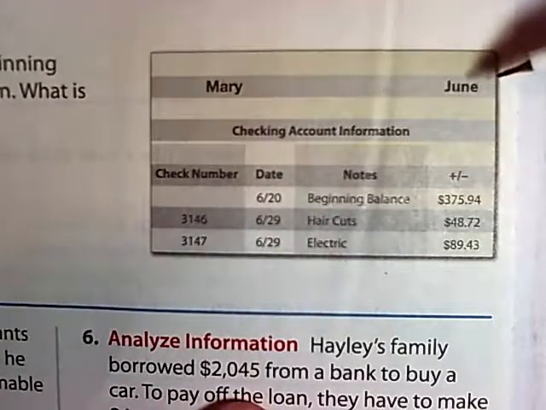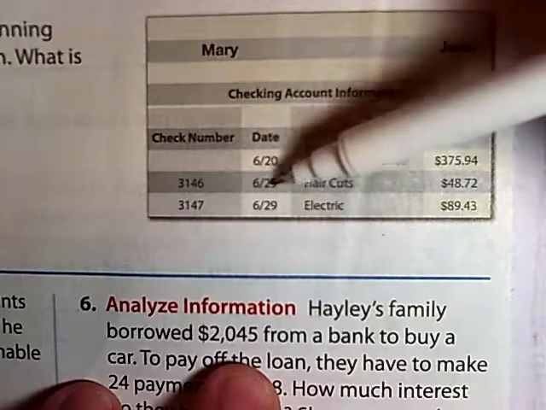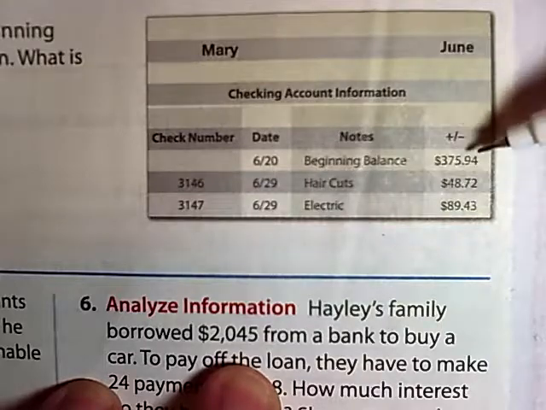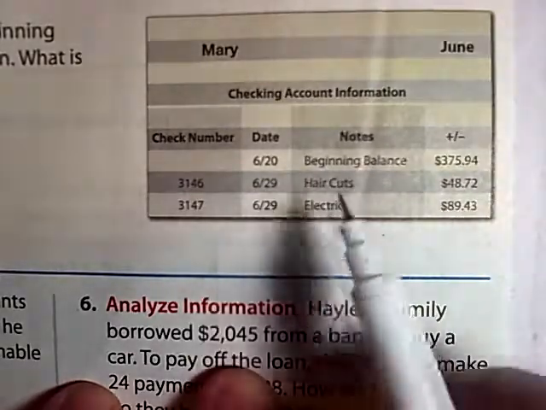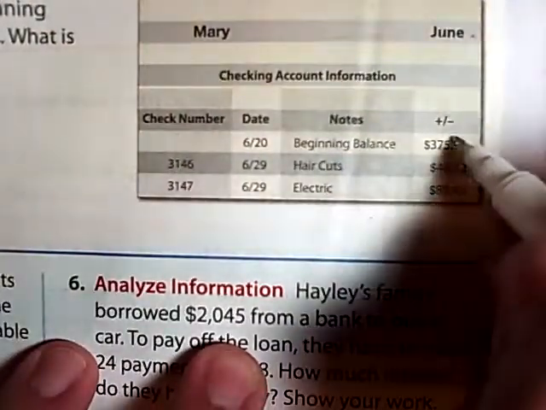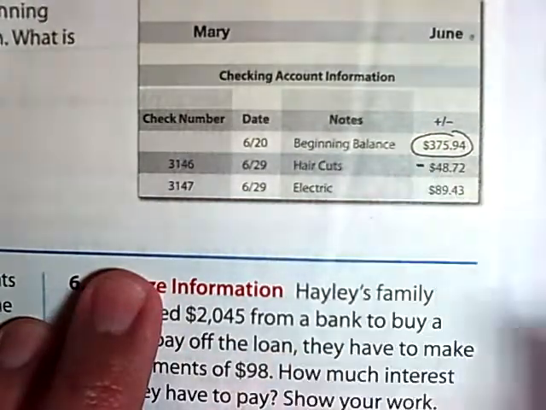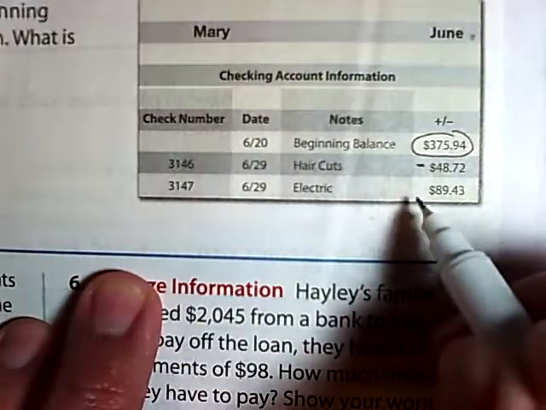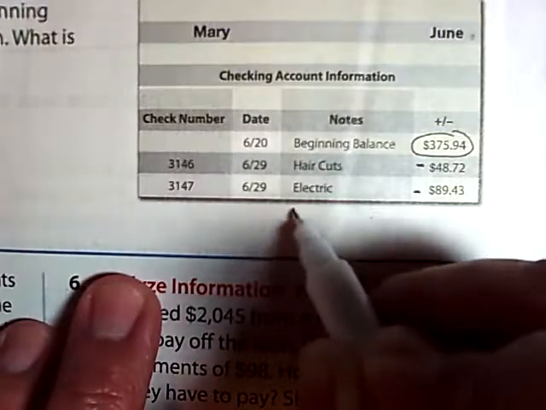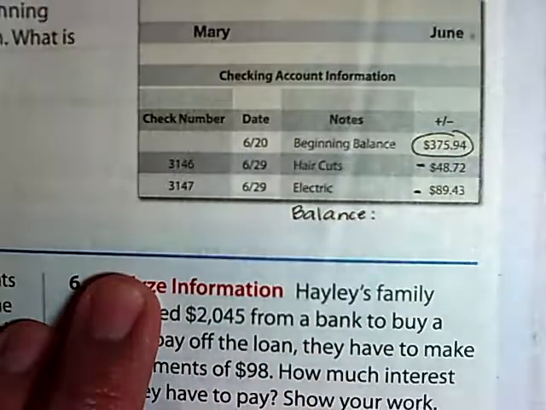Okay. The month for the statement is June, and this is the checking account information. The check number goes here, the dates that the transaction took place go here, the notes, in other words, what was the money used for, and then the amounts plus or minus. So watch this. Beginning balance means this is the amount of money that they started with. Okay, so that's what's in the bank account. Then they use their checks to go and get something, so you're going to subtract this, and they pay for the electric bill, so you also have to subtract that. So the balance is what's left of that original money that you started out with. Okay, so it's this minus these two things.